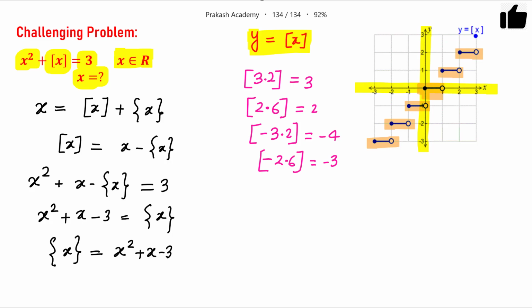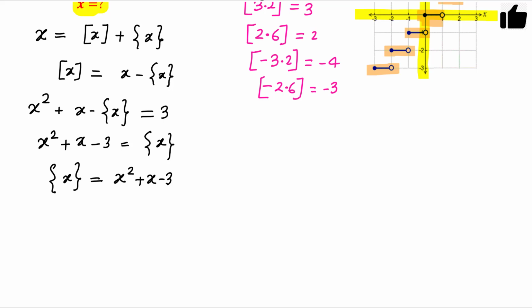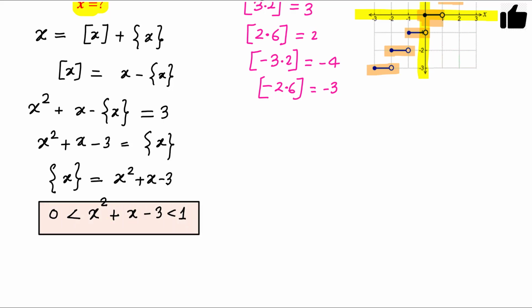Now why have I done all this? This is to bound x. Because I know the fractional part of x lies between 0 and 1, this means now I can say that this quantity x square plus x minus 3 lies between 0 and 1. And this will help me to find the solution of this problem. So this is the key step for this problem.